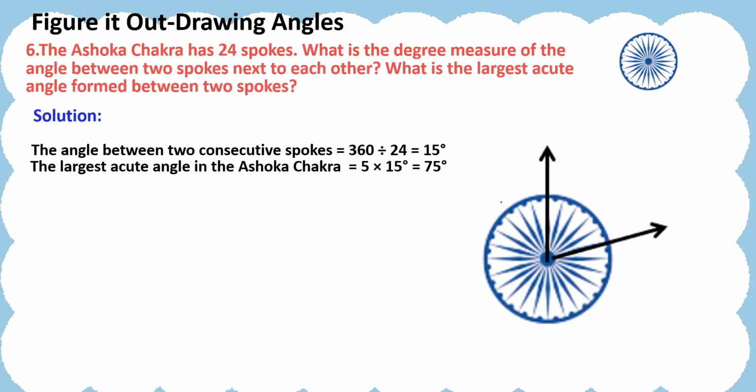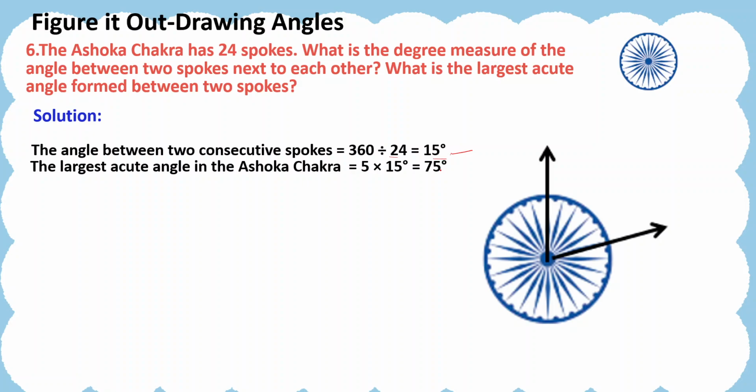Question number 6. The Ashoka Chakra has 24 spokes. What is the degree measure of the angle between 2 spokes next to each other? What is the largest acute angle found between 2 spokes? We know that the angle at a point is 360 degrees. So as it has 24 equal divisions, each angle is 360 divided by 24, which is 15 degrees. Therefore, the angle between 2 consecutive spokes is 15 degrees.